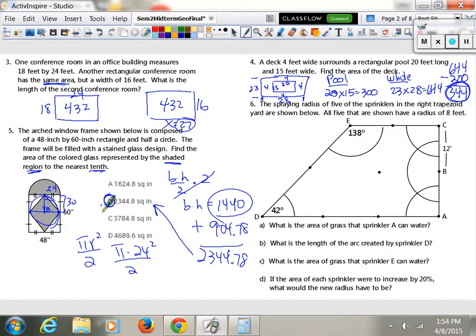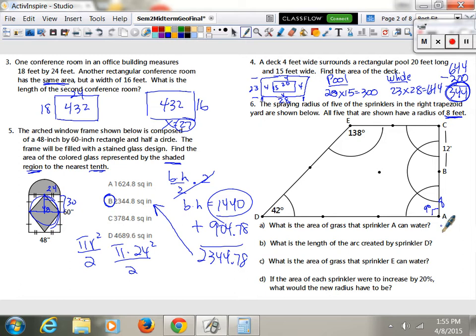Number 6, the spraying radius of 5 sprinklers in the right trapezoid yard are shown below. All 5 that are shown have a radius of 8 feet. What is the area of grass for sprinkler A? Sprinkler A has a 90-degree angle. It has a radius of 8.